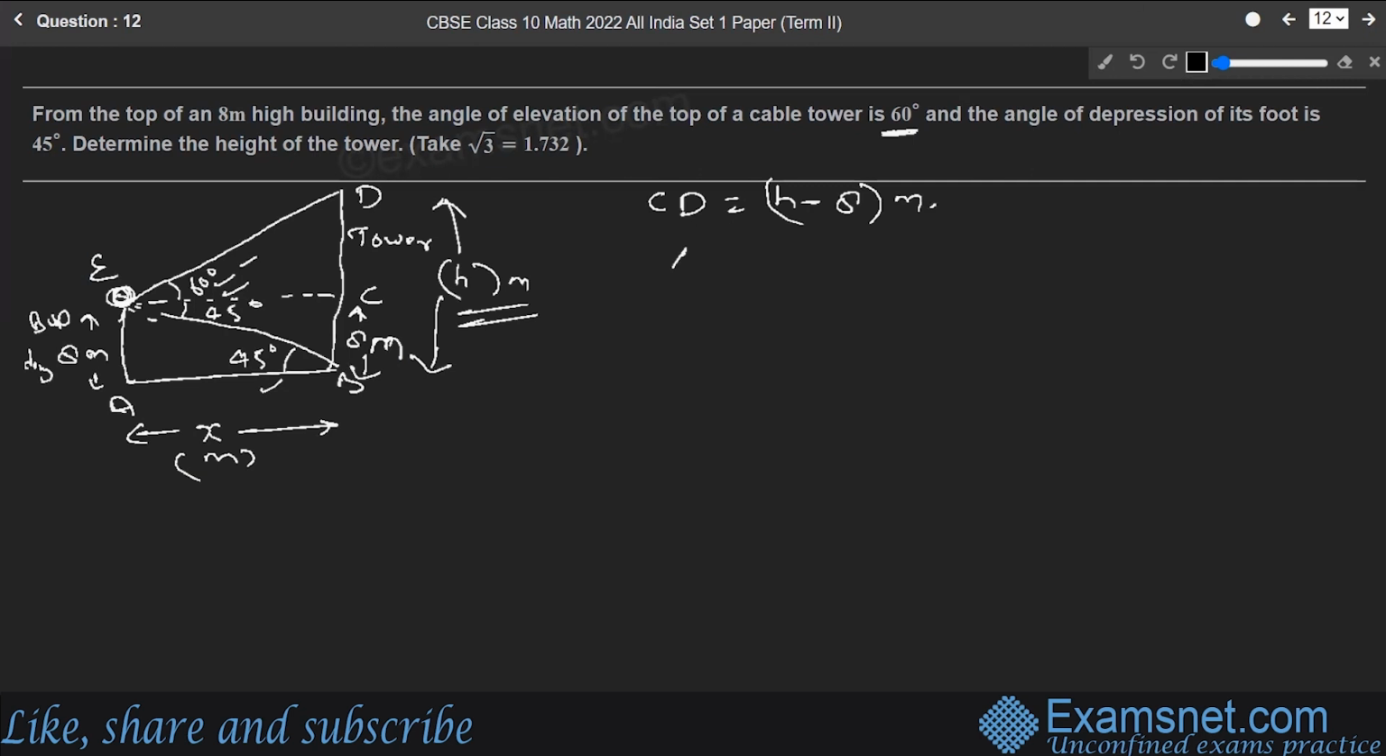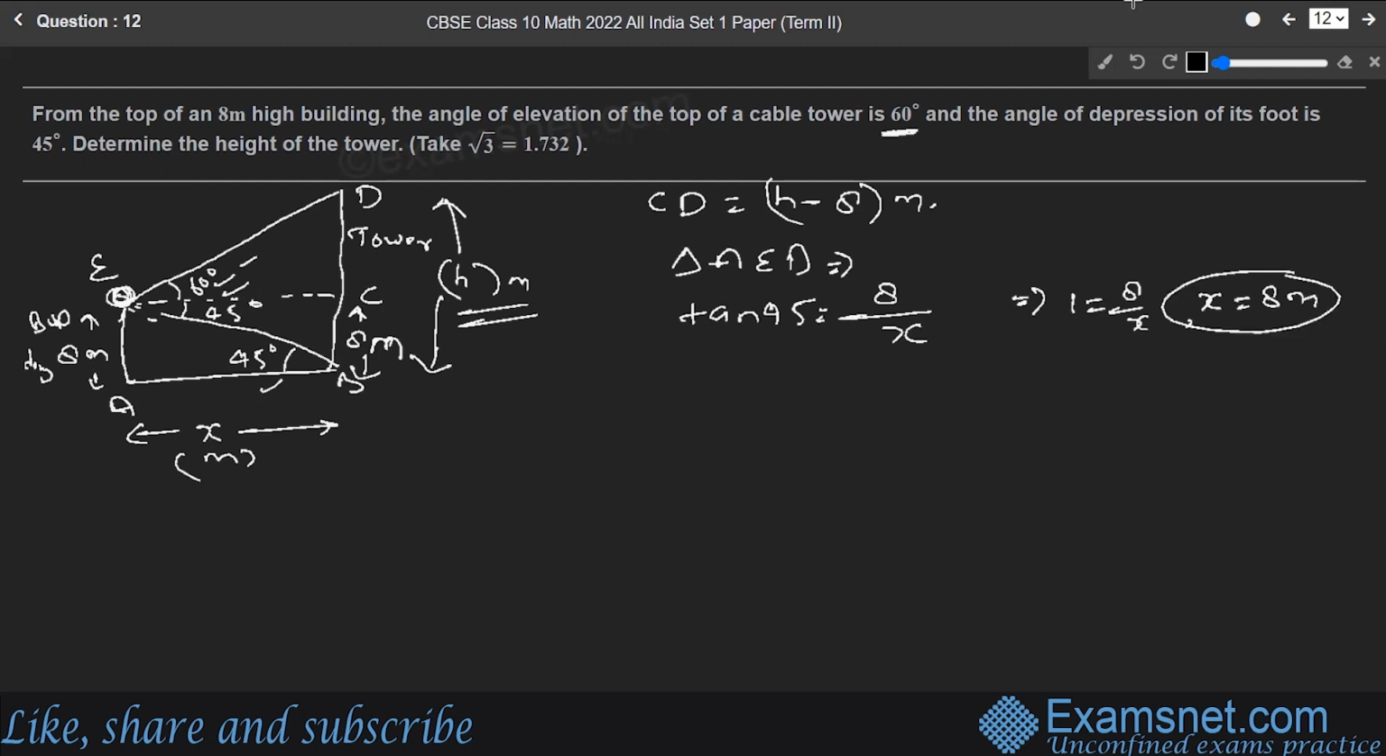Now let us see the triangle AEB. What is happening in triangle AEB? If I use tan 45, tan theta is perpendicular over base. The perpendicular of triangle AEB is 8 divided by the base x. The value of tan 45 is nothing but 1, so we can write 1 is equal to 8 by x, or x is equal to 8 meters. This is the first thing that we have got.